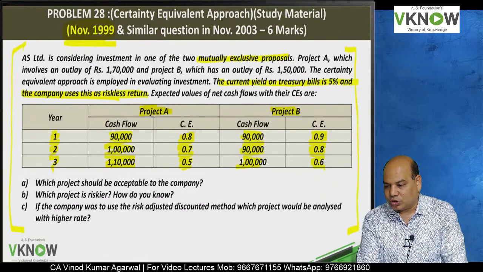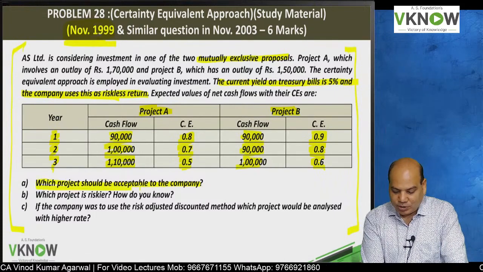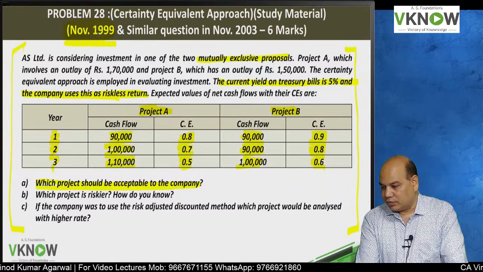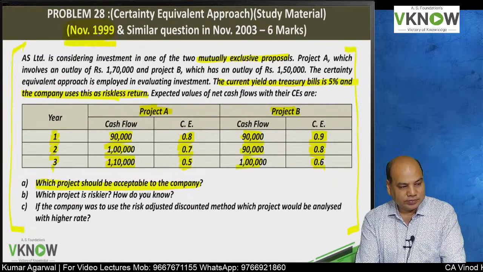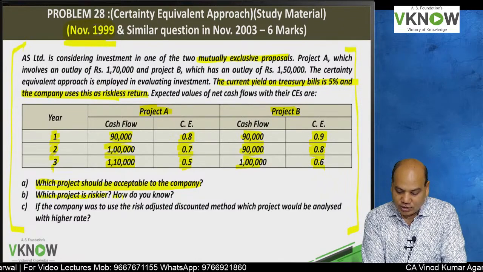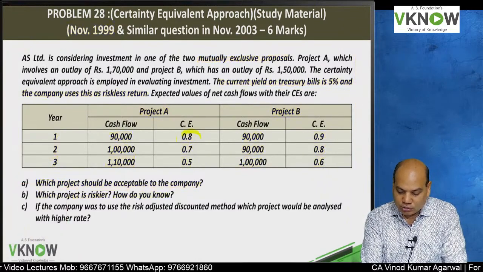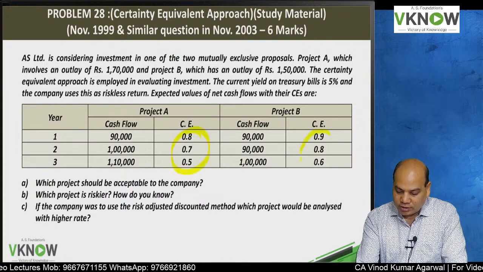Which project should be acceptable to the company? The answer will be on NPV. The one which has higher NPV will be selected. Which project is riskier? How do you know? This question you can answer now also. Look at their CEC.